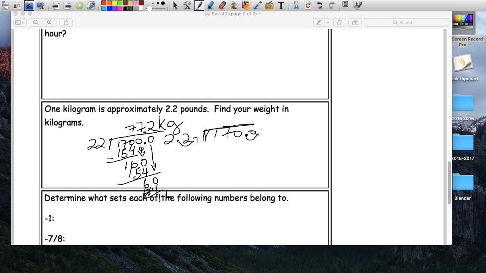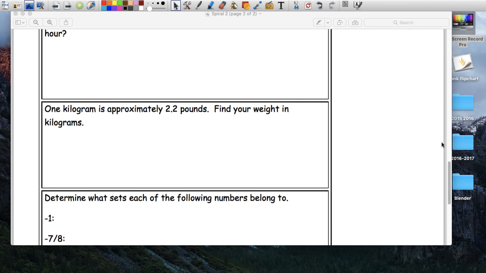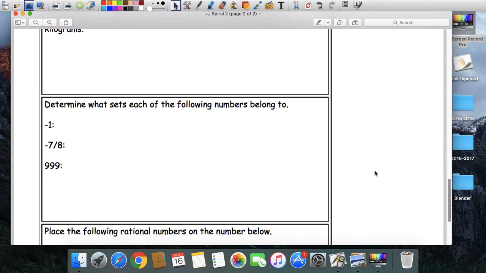Somebody needs to go on a diet. Okay, all right. So, no more chips. Ate 20 chips. All right, next one.